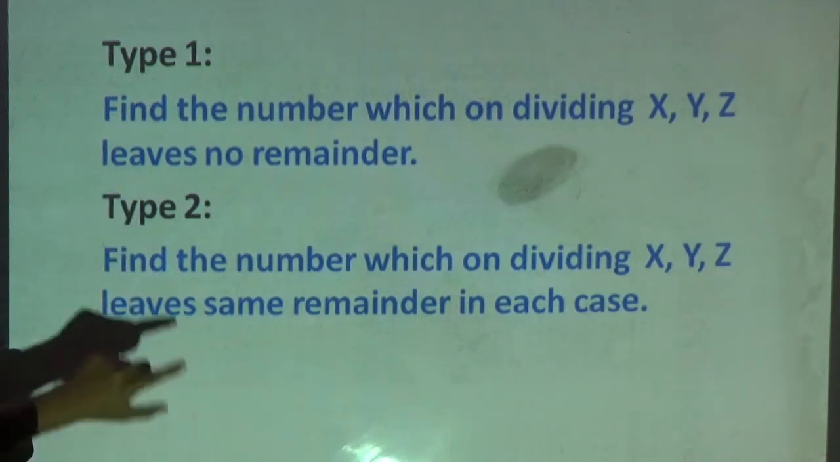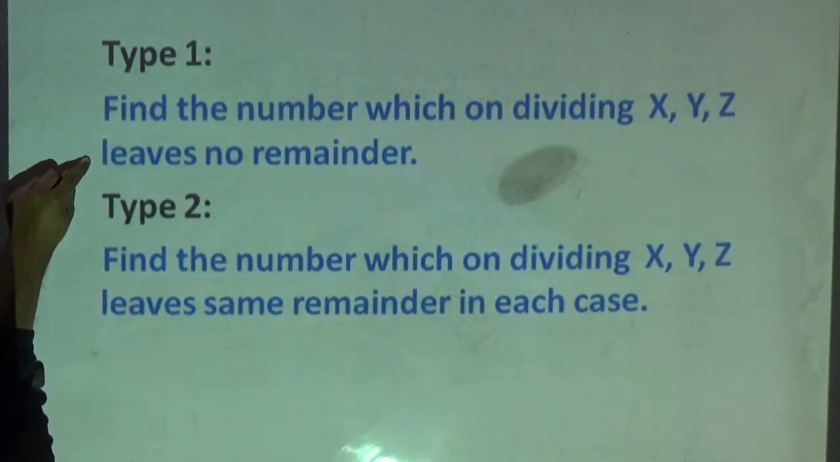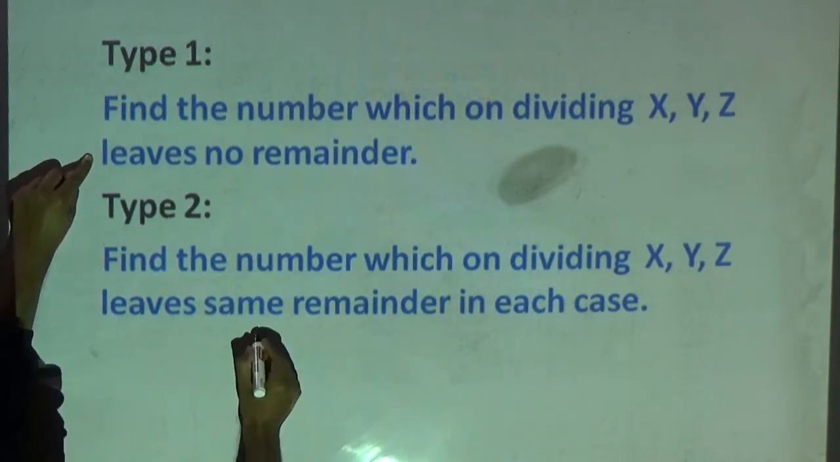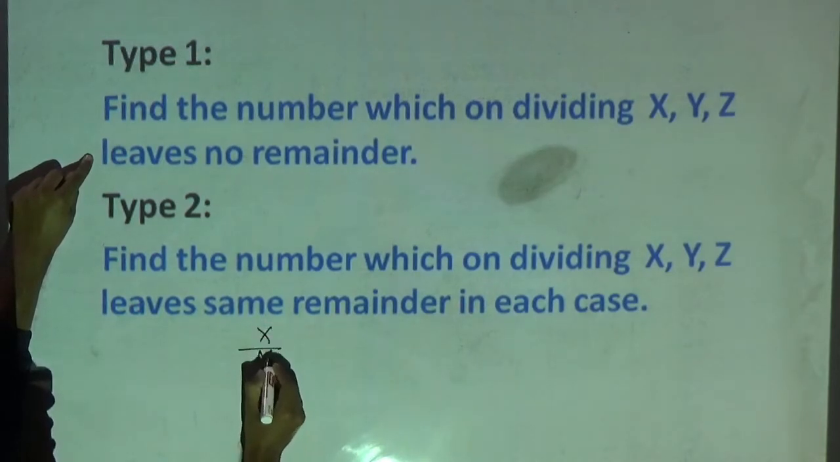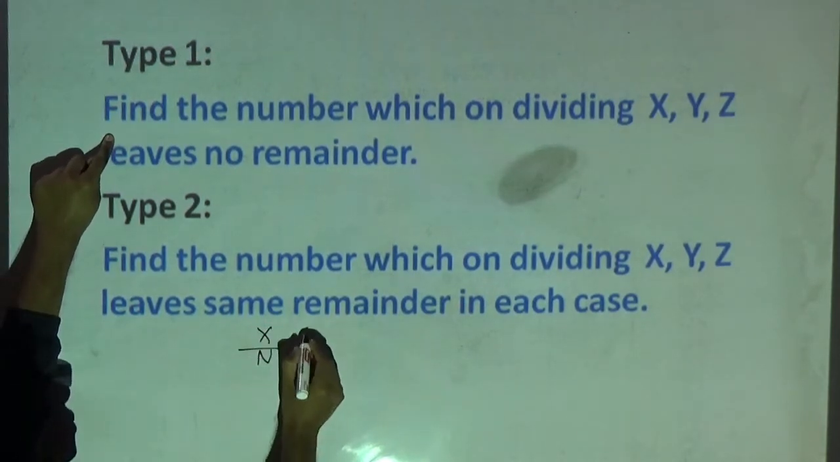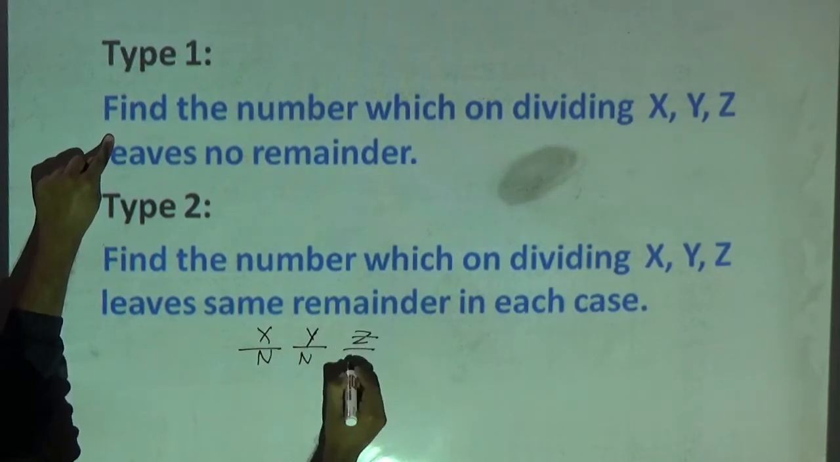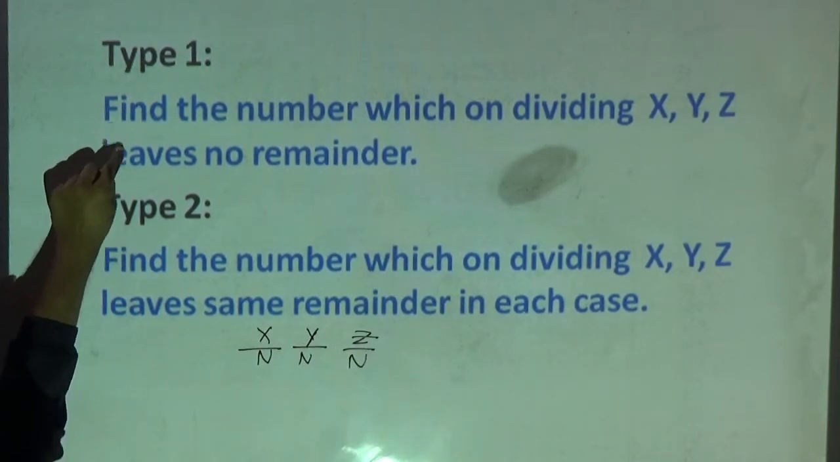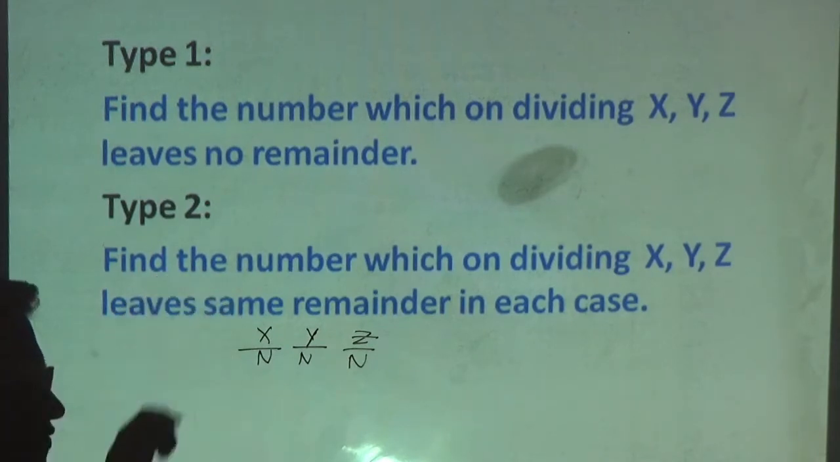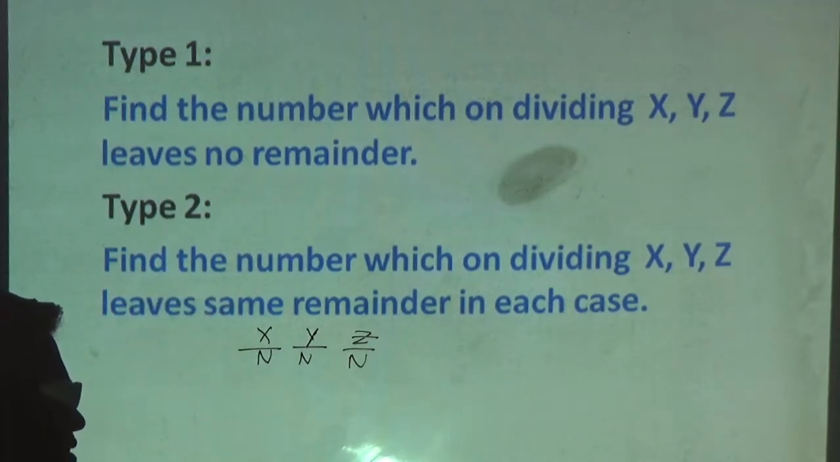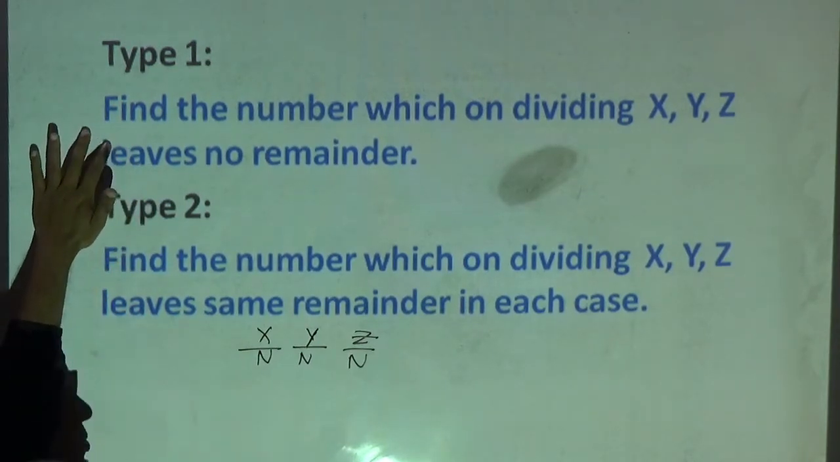Find the number which on dividing x, y, z leaves no remainder. So my number is going to divide your x, it is going to divide your y also, and it is going to divide your z also. But there is no remainder. That means it is going to divide exactly without remainder. That is what no remainder means. It is completely divisible.